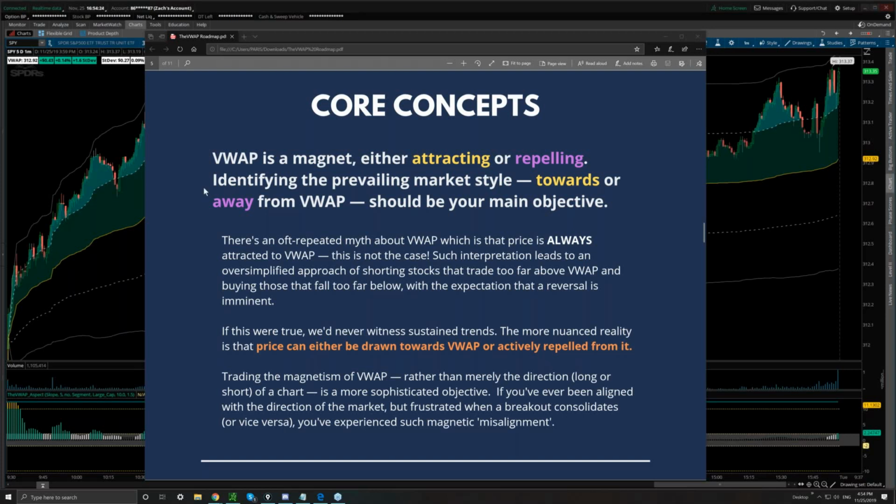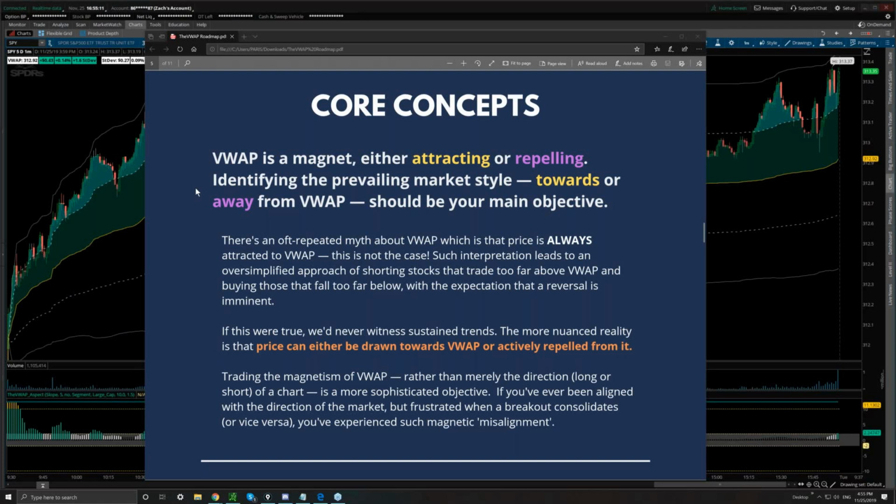And obviously, like I say here in the second sentence, identifying the prevailing market style, either towards or away from VWAP, is your main objective. Not so much, am I going long or am I going short? The question is really, are we moving or are we not moving? Are we trending or are we chopping around sideways? I think it's really easy to fall into the binary of, well, I just got to get the direction right, long or short. But if a market's going sideways and not breaking out, or breaking down for that matter, then really both are incorrect.